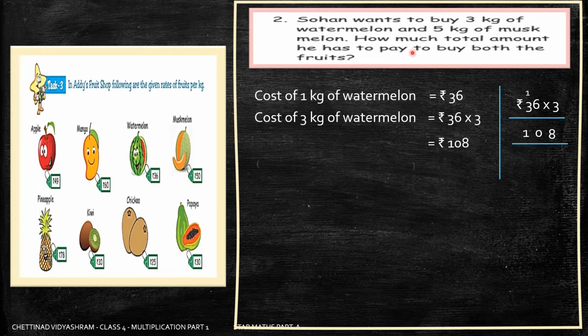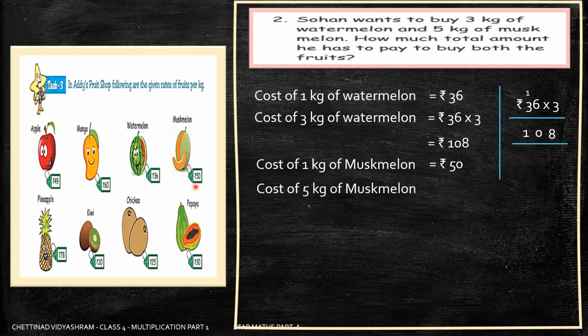Now moving on to muskmelon. Cost of 1 kg of muskmelon. What is the cost of 1 kg of muskmelon here? Rupees 50. What is the quantity he is buying? He is buying 5 kg of muskmelon. Therefore cost of 5 kg of muskmelon is equal to rupees 50 into 5. So 50 into 5 is nothing but 5 5s are 25. Put a 0 at the right, which is rupees 250.